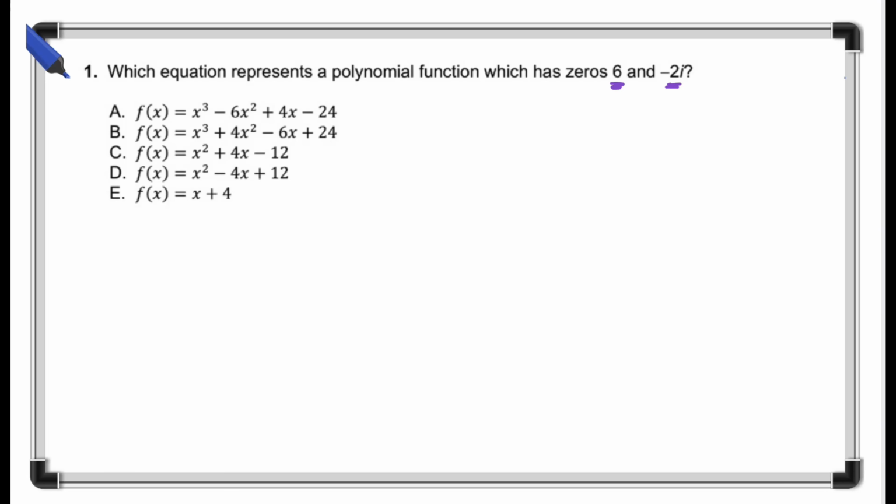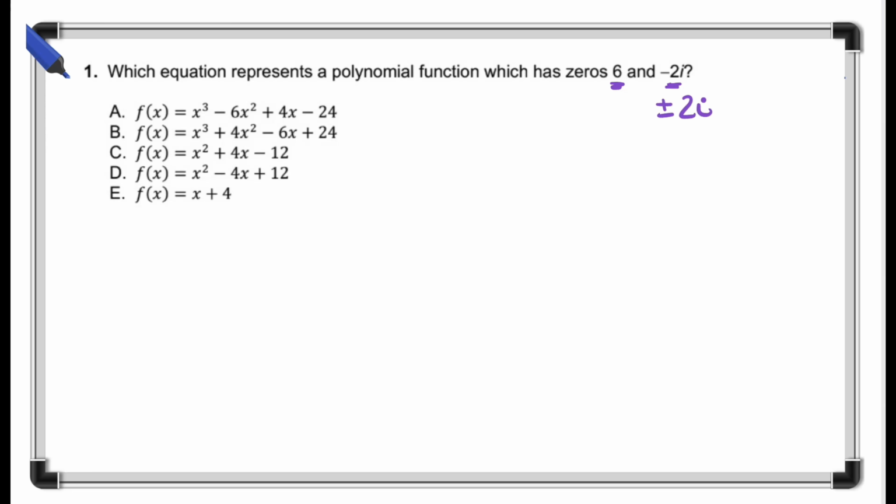Now the thing you need to remember is that imaginary solutions always come in a pair, so even though the plus minus is not written, it is there. So what you see is that you actually have 3 total zeros, which means that has to be my degree. So it cannot be C, it cannot be D, and it cannot be E.